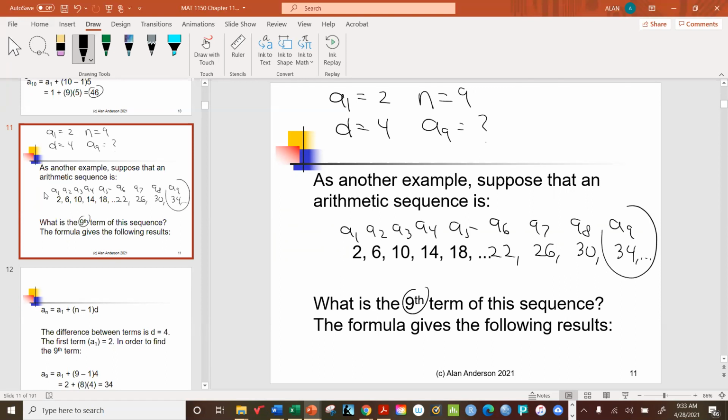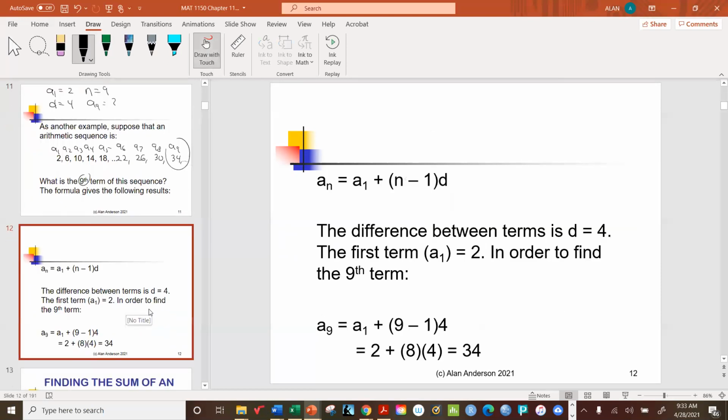Okay. And of course, it proves that that's 34. But again, let's use our formula and let's find out what we get with the formula. Okay, so let's go to the next slide. And once again, I'll remind you that A1 is 2, D is 4, N is 9, and what we're looking for in this case is A9.